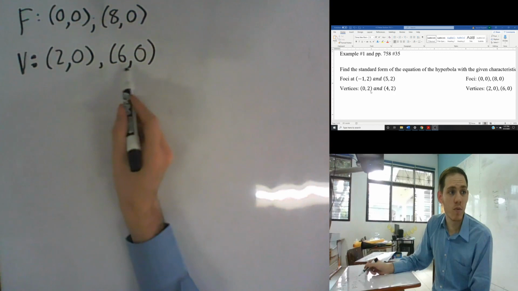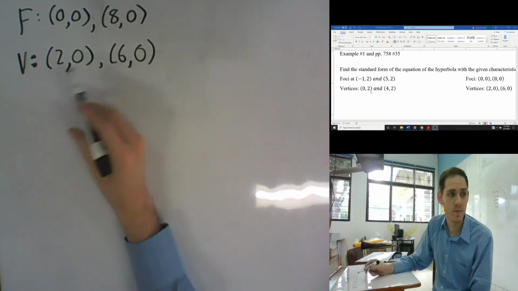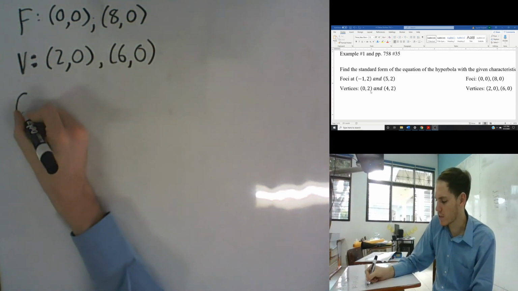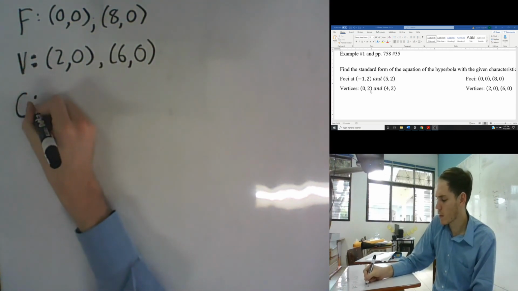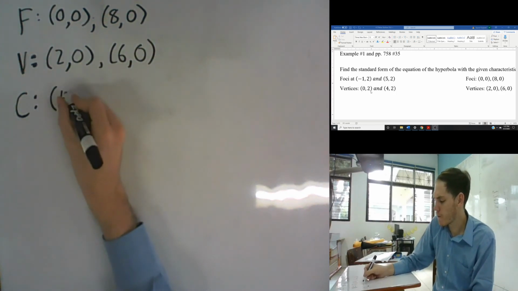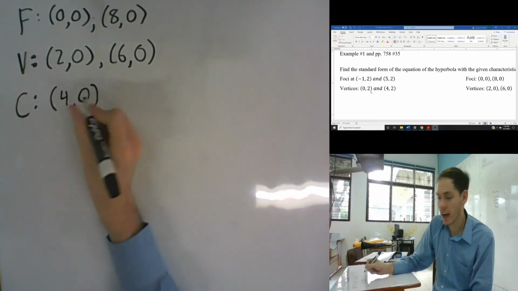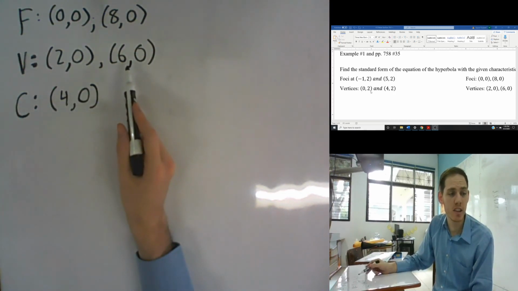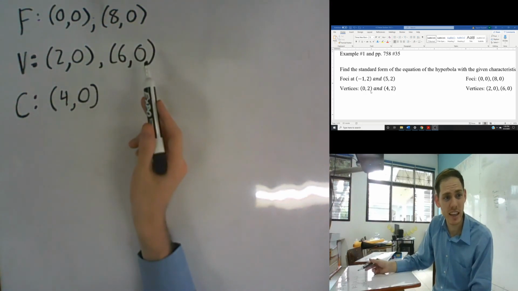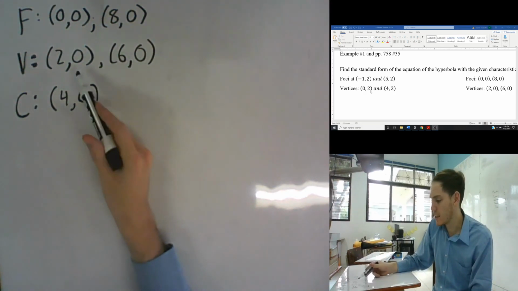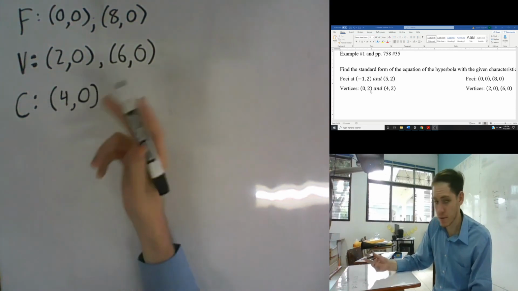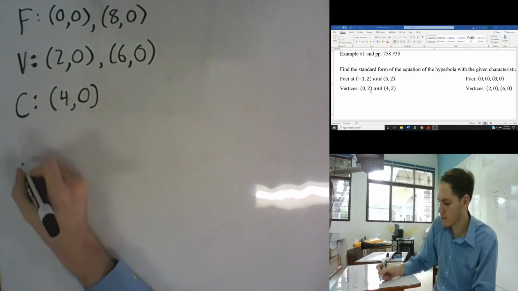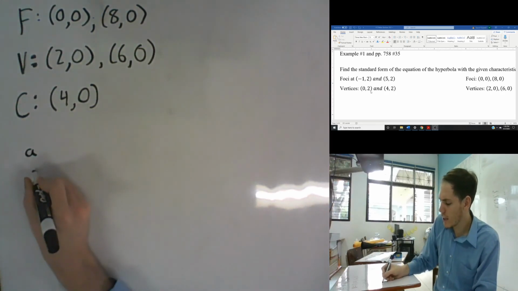Okay, what's the midpoint between these two vertices? Between 2 and 6, the midpoint is going to be our center. The midpoint is 4, 0. How do you find the midpoint? You add these two, 2 plus 6, and then divide that by 2. So 2 plus 6 is 8, 8 divided by 2 is 4. 0 plus 0 is 0, so you don't have to deal with that. Now, what's our a and what's our c?